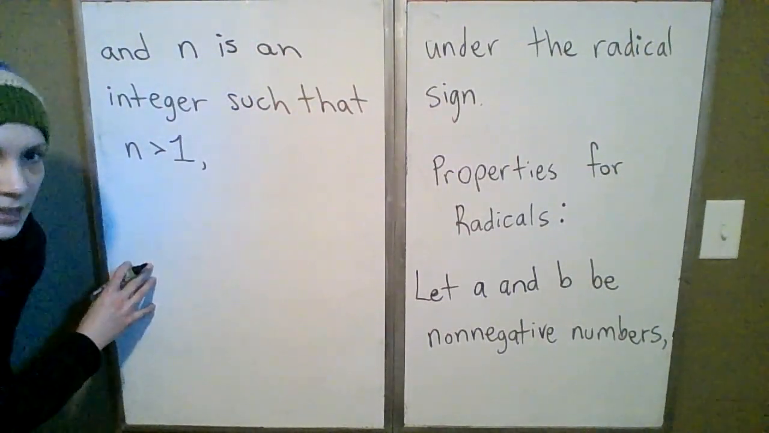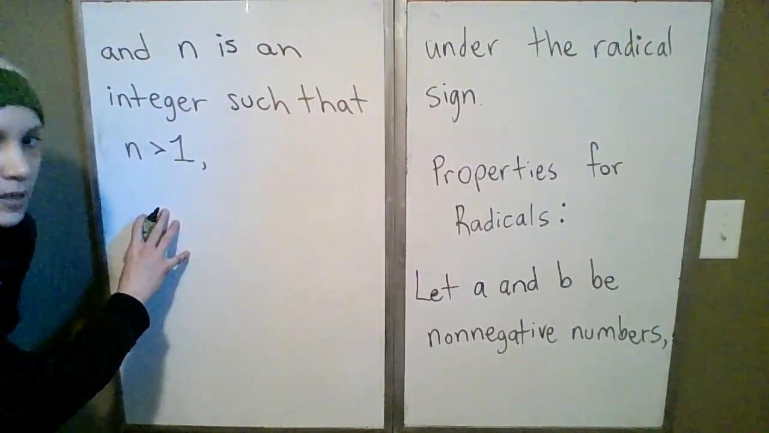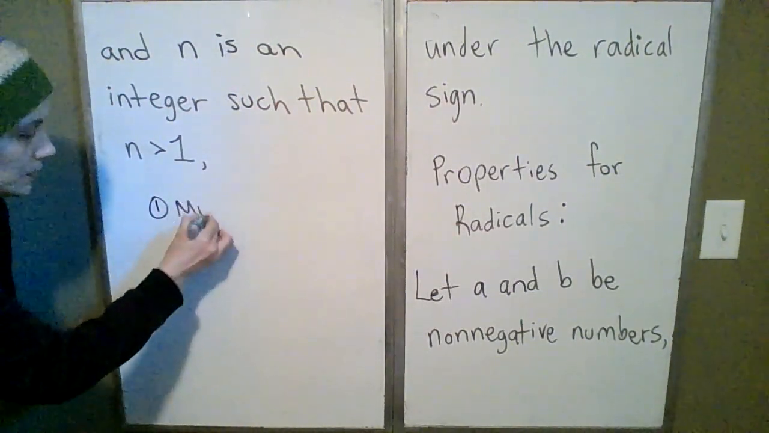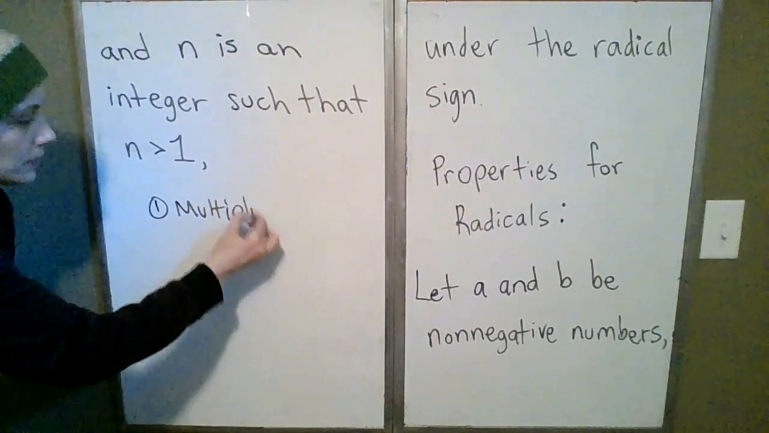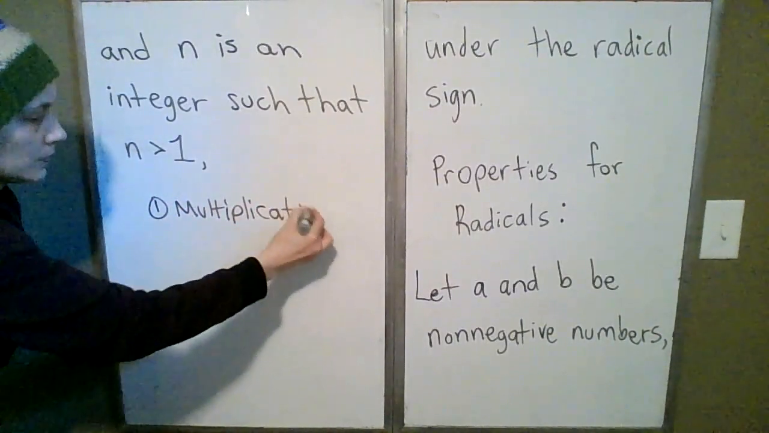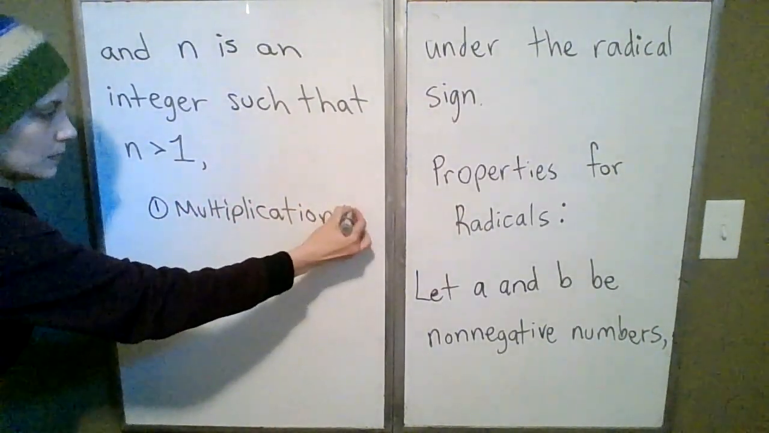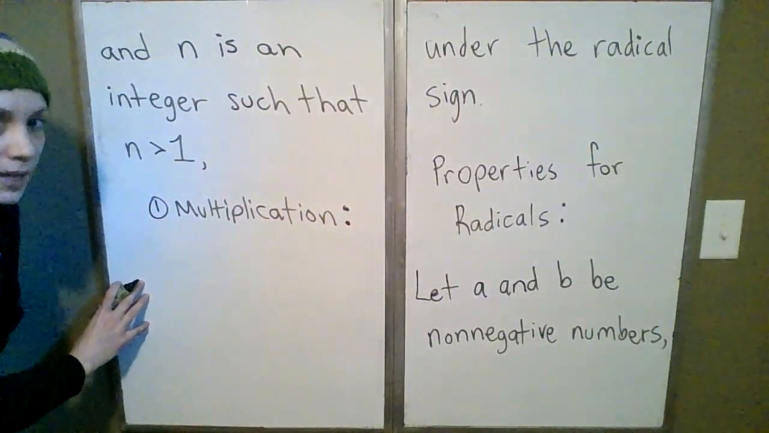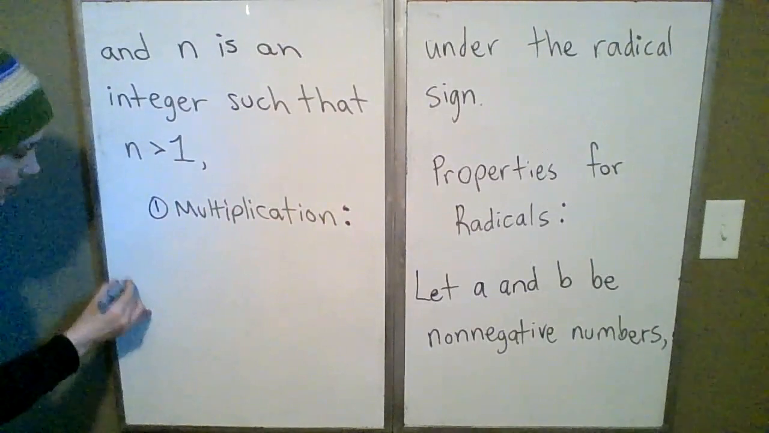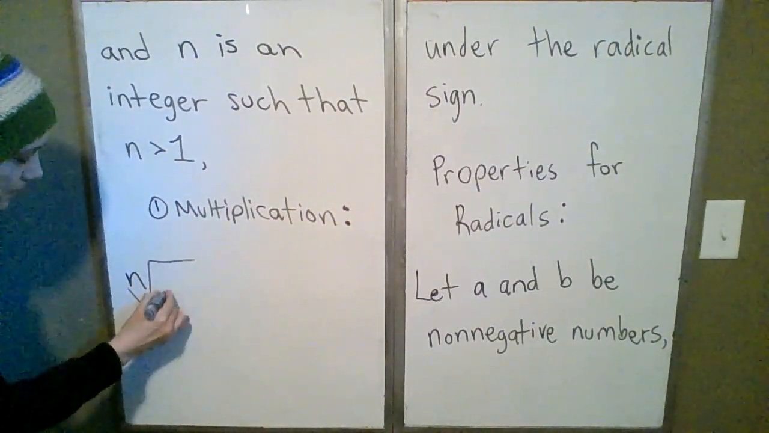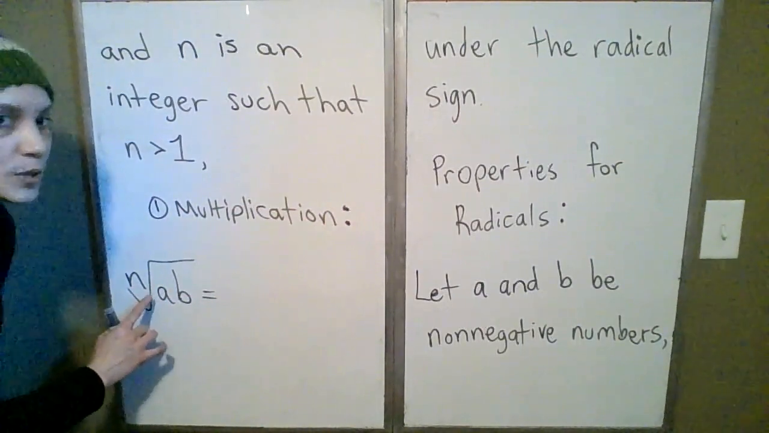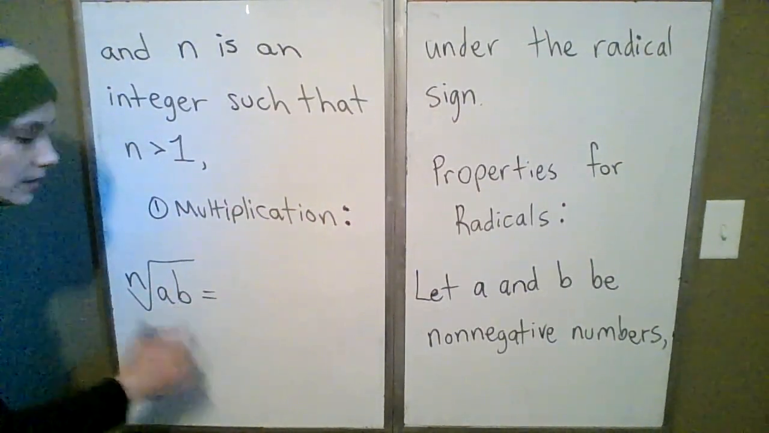Okay, so I'm going to separate these with the first property being for multiplication. And we're taking something like the nth root of A times B. It's the nth root of A multiplied with the nth root of B.